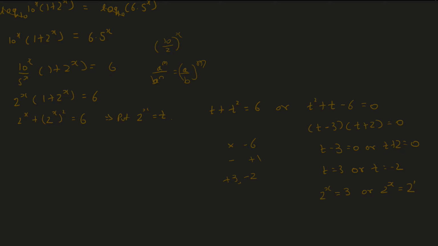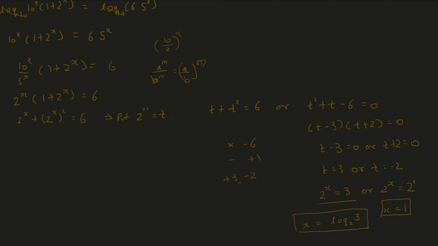The second equation is simple. 2 is just 2 raised to 1. Bases are same, so powers will be same as well. So x is equal to 1 is one of the solutions. And for this, now we know how to solve these types of questions. We just take logarithm. By definition, if 2 raised to x is equal to 3, then what is x going to be? x is going to be the log of 3 to the base 2. By using the definition, we can say that this is the value of x.